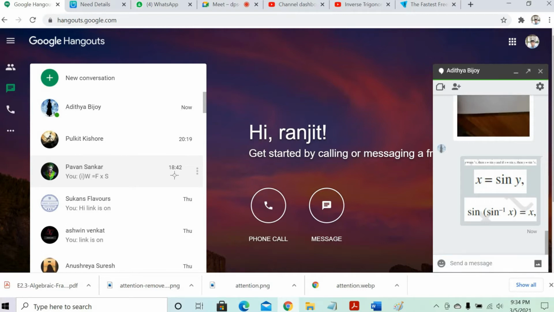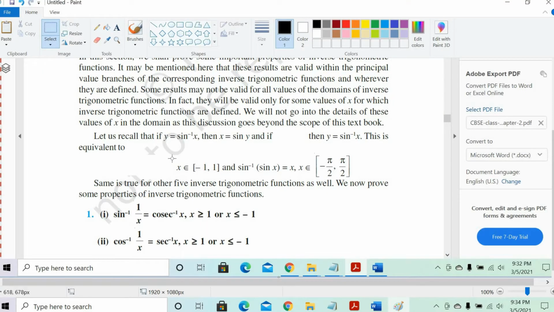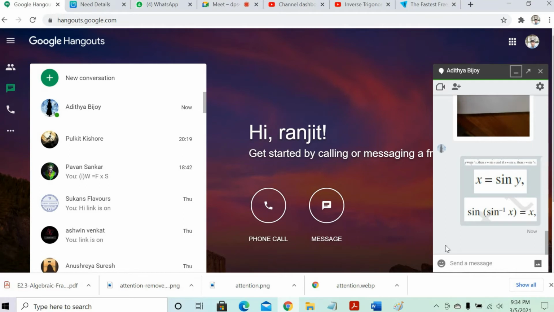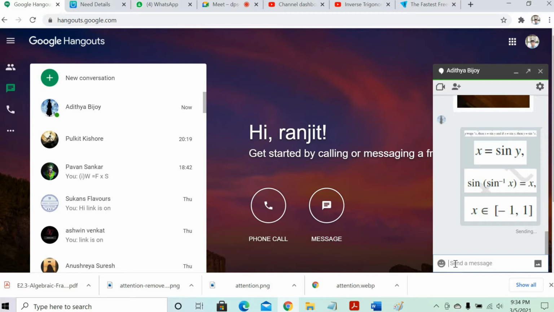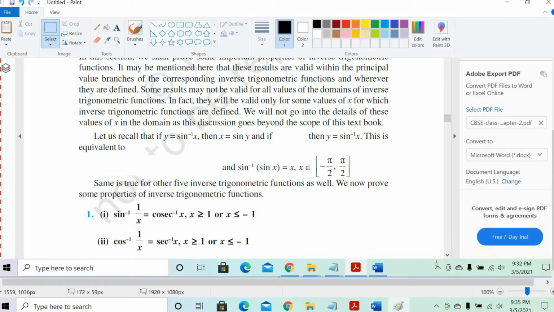Sine inverse of sine. Right? So here, the x value will be ranging from minus 1 to 1. Got it? Because x was nothing but your domain. Minus 1 to 1, correct? Understood this part? Clear? Next.